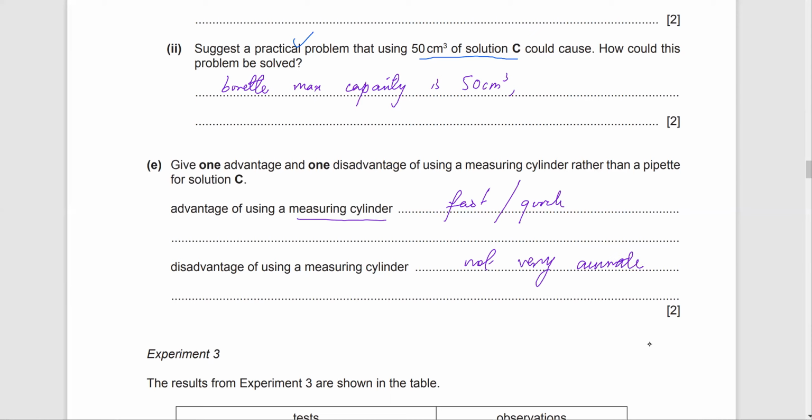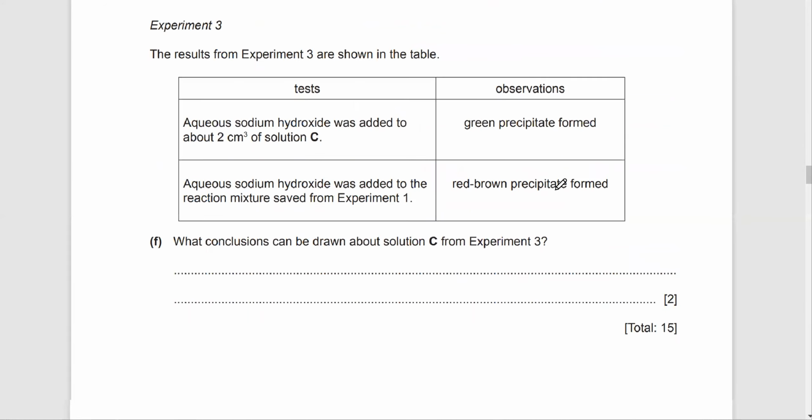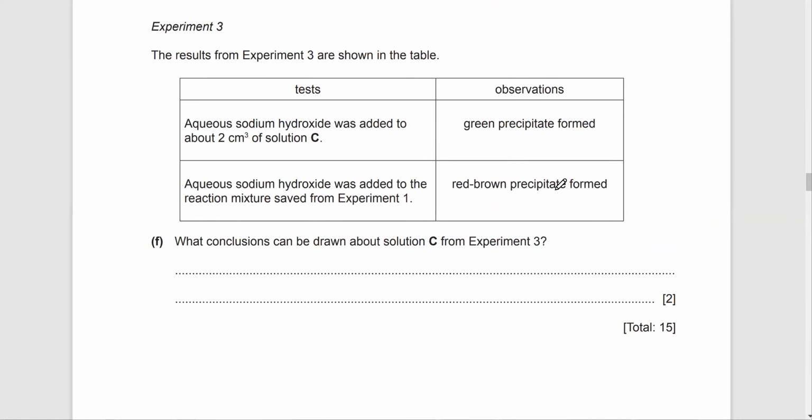Another advantage compared to a pipette is that you can measure any volume. With the pipette, you're stuck. If you're measuring 25 cm cube, you can't change the volume. You can't make it 30. So it's fast and quick, and you can measure any volume. Is this clear? Yes.